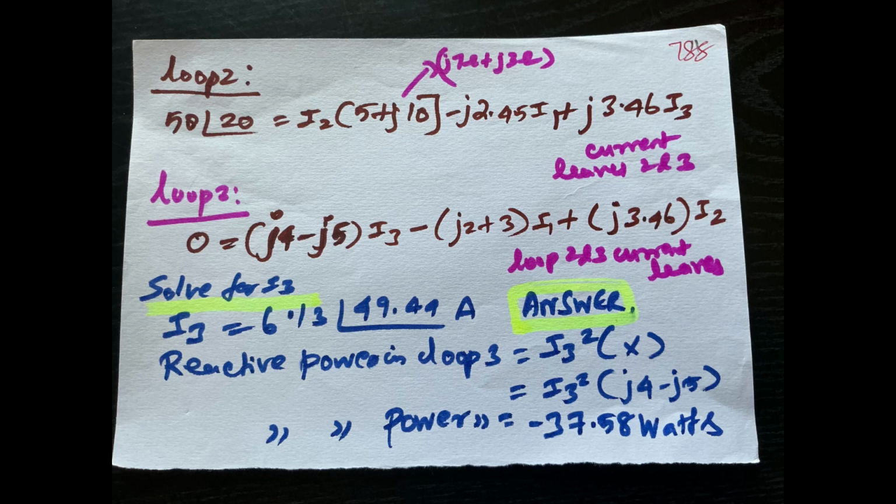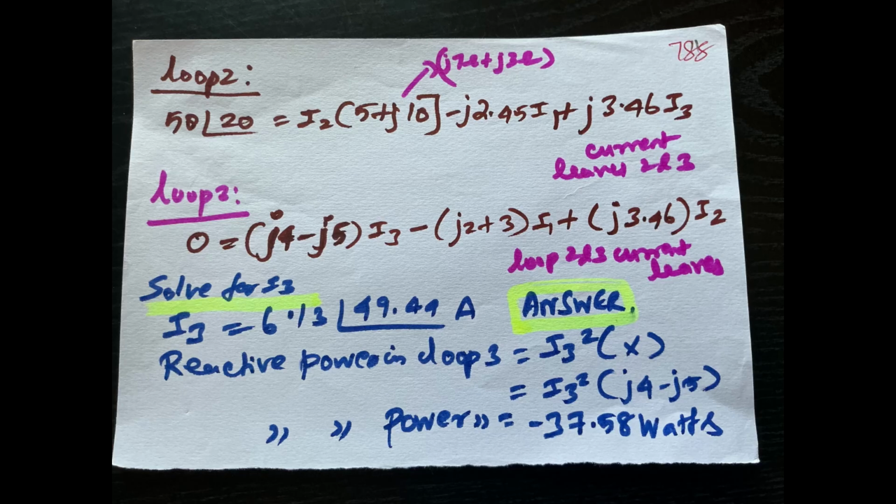So 2 plus j10 ohm into the I1 current, minus the reactance between coil 1 and coil 2, which we found previously as j2.45. The minus sign is put because the mutual inductance is opposite to the self-inductance. I gave the coupled circuit formula on the last page of this video. Then minus j mutual inductance between coil 3 and 1, because there are 3 coils in this coupled circuit.